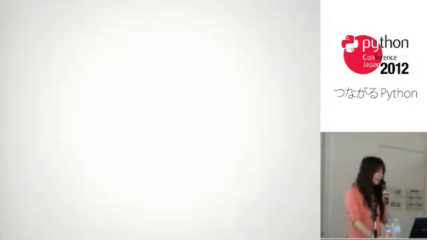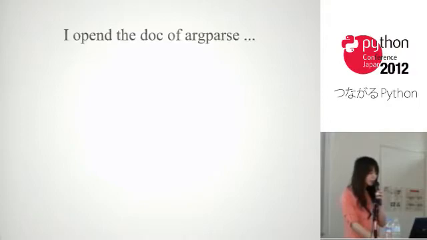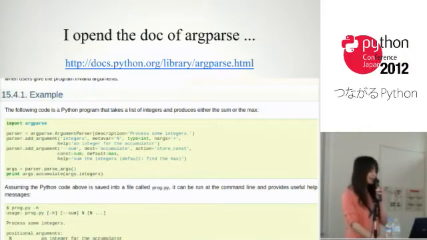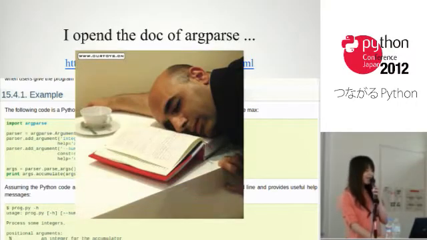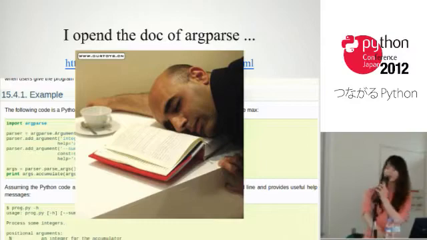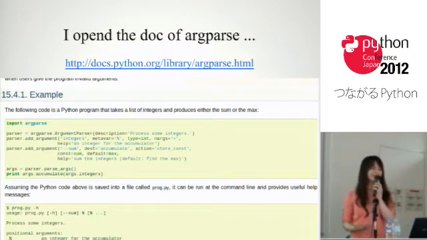As everybody knows, if you want to write a CLI program, you will need the argparse module. So I opened the page of argparse and saw the examples. Then I fell asleep. I have to emphasize the time was midnight. The example is a little too complex, so it's hard to understand and hard to write.